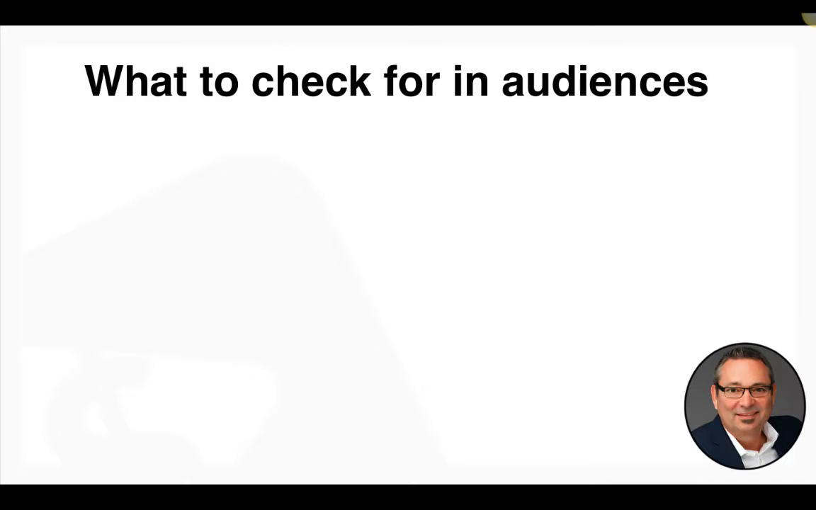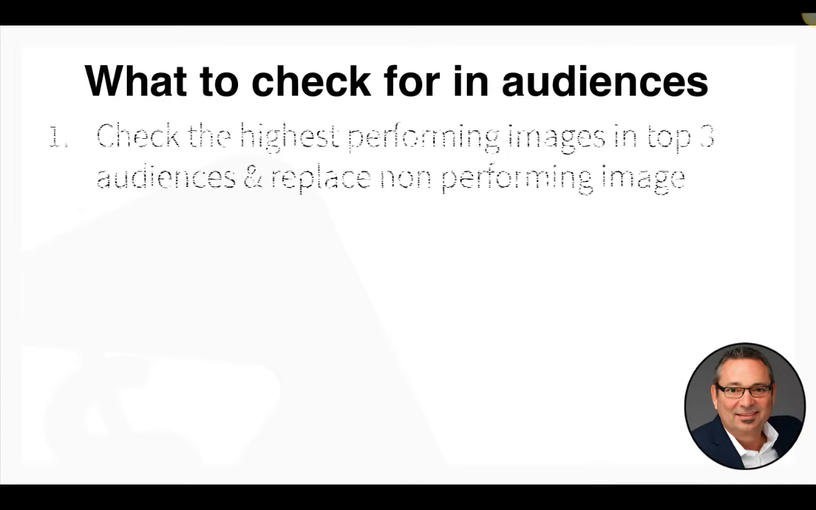Okay, what to check for in the audiences, because once you've got all these things running, you've got some data, 3 days have gone by, here's what we're going to check for. We're going to check for the highest performing images in the top 3 audiences and replace the non-performing image. So if I've got A, B images in all of these, and A is outperforming B in all of them, then I'm going to change that B image for those particular audiences. Okay, so I'm not going to mess with my first one, I'm just going to change the image in the second one if the first one was doing better.